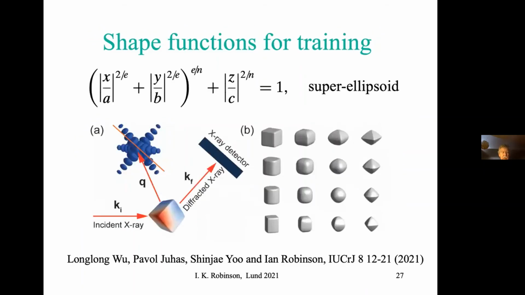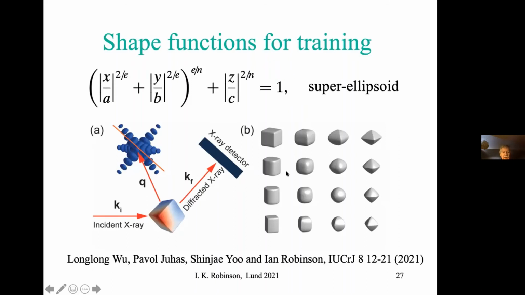Okay, so we had to do the training. We used about, I think it was 40,000 simulated nanoparticle objects to do the training, and we introduced about 15 parameters that were all chosen from random number distributions to generate a broad range of different sizes and shapes. One of the nice things that Long came up with is this super ellipsoid function that transforms continuously from a cube through a sort of sphere to an octahedral kind of shape.